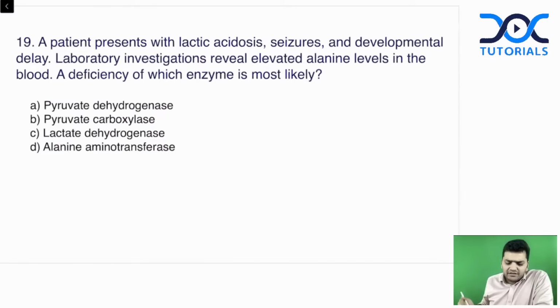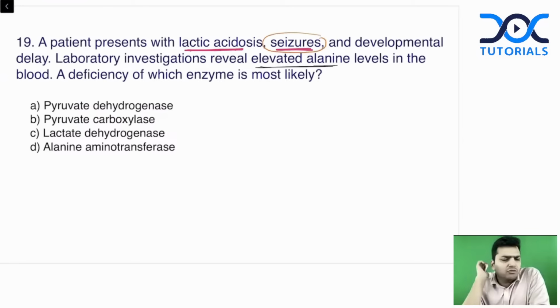The next is a patient who presents with lactic acidosis, seizures, and developmental delay. A laboratory analysis shows that there are elevated levels of alanine. Which enzyme deficiency will be there? Now, it looks like a little tricky question, but what you can anticipate is the seizure. One of the causes of seizure in a child is hypoglycemia. That is one of the common metabolic causes. If you talk about the metabolic cause, one of the important is glucose deficiency.